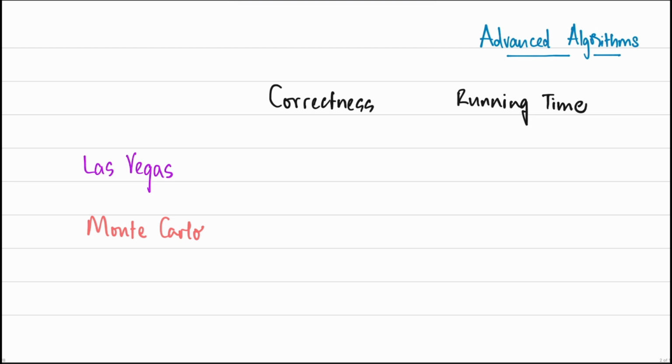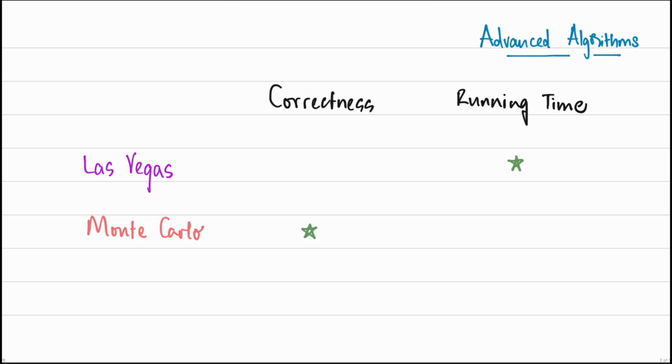So the gambling happens for Las Vegas algorithms on the running time, because that's what you're willing to experiment with and compromise on. And with Monte Carlo, the running time is fixed, but you gamble on the correctness. This is a quick example borrowed from Wikipedia to illustrate the difference.